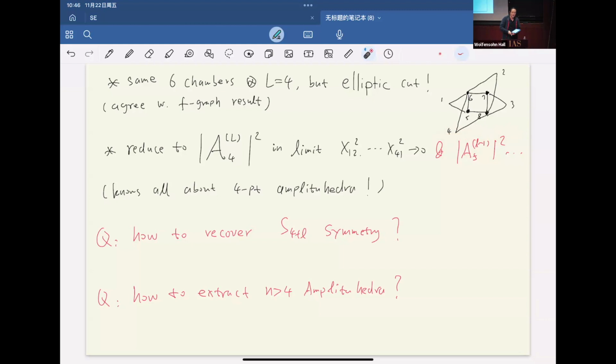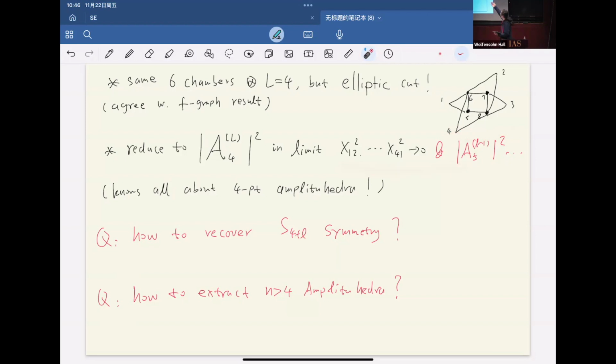There's some elliptic leading singularity, and what does it mean for our chamber picture? We still don't know. This method still gives you all the correct coefficients in front of the loop integrands, but we don't know what this elliptic cut means. Of course, this elliptic cut goes away when you take the light-cone limit.